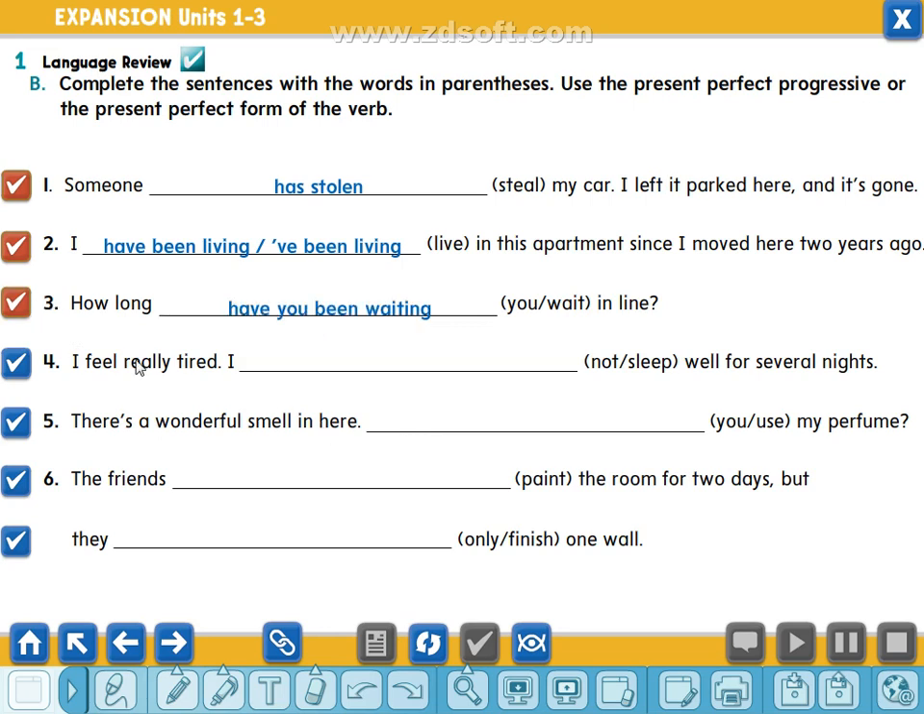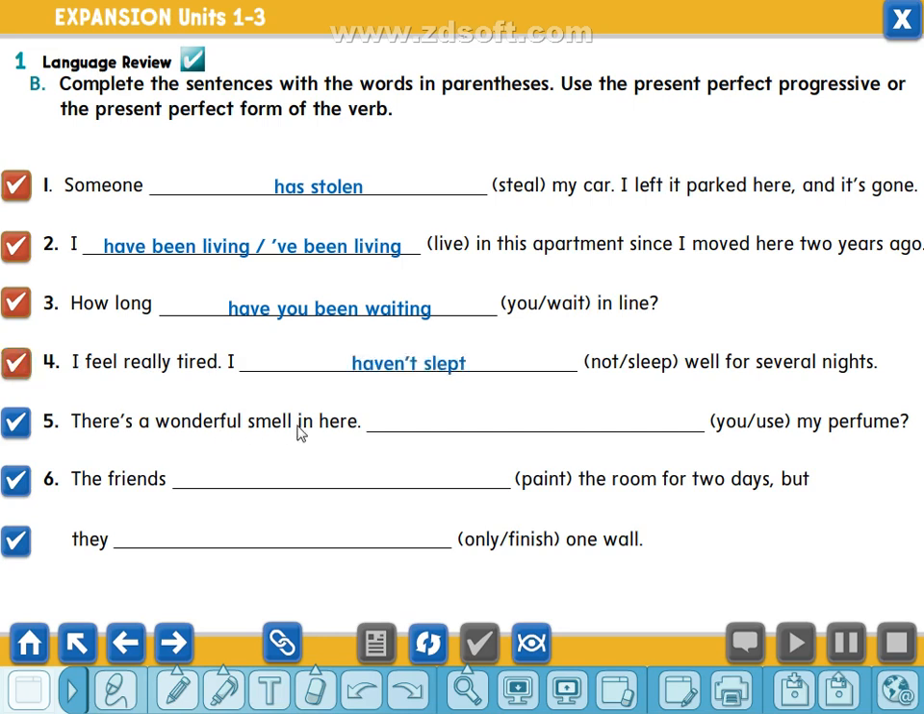Four: I feel really tired. I blank not sleep well for several nights. So here an action started and finished in the past, but it has its results on the present. We use the present perfect simple. I haven't slept.